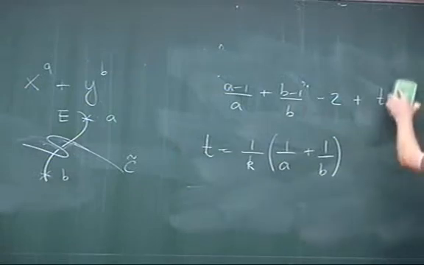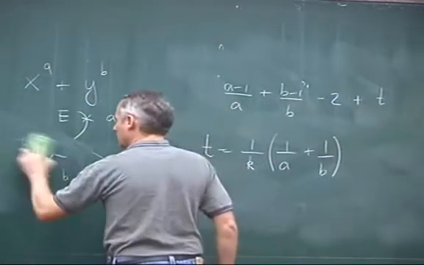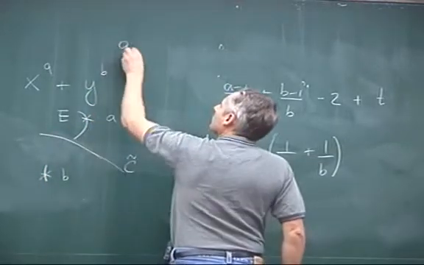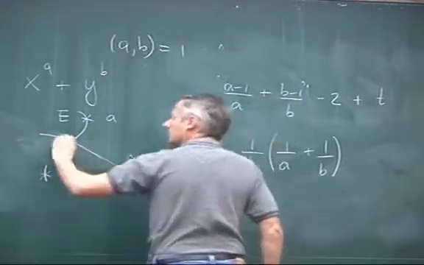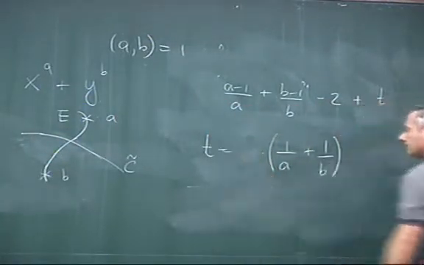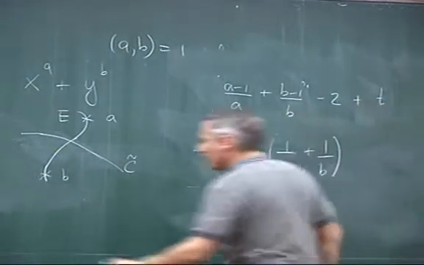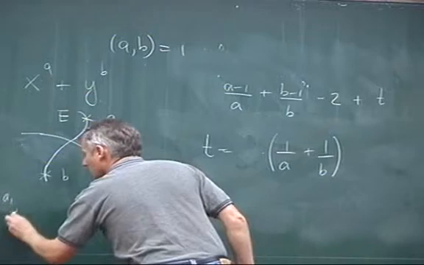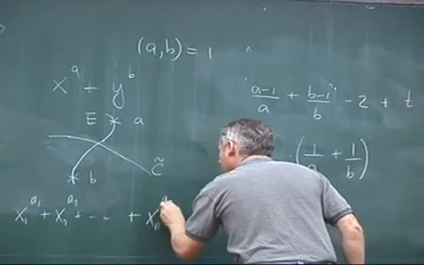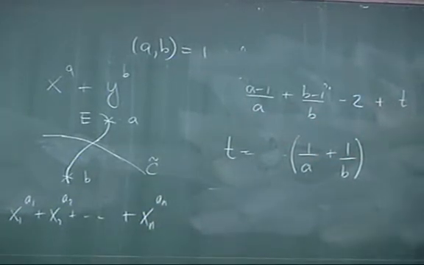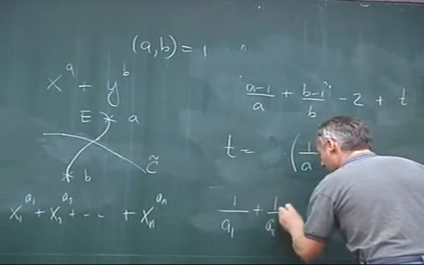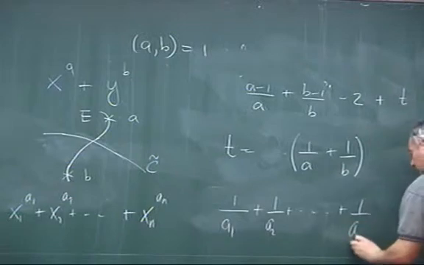Actually, you know what, I think the intersection is always transverse, depending on whether a and b are coprime. Yeah, okay. So let me just say that a and b are coprime. It always comes down to the same computation. More generally, if you took x_1^a1 plus x_2^a2 plus dot dot dot x_n^an, you can do the same computation and you'll get something like this.